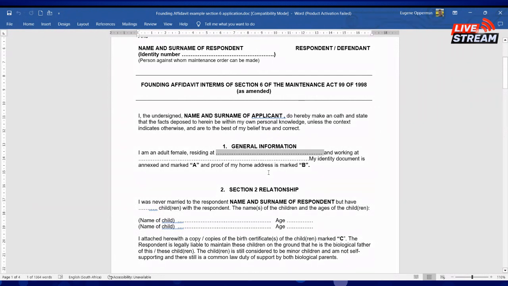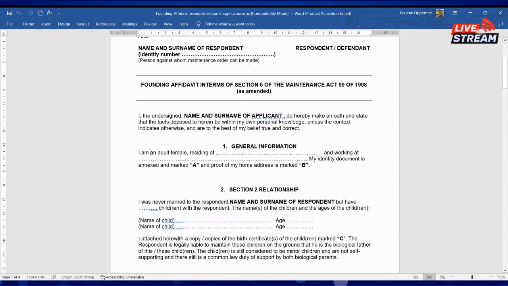I will make this document available in Word format so that you could change it and you can type it in there, and then you can delete what is not necessary. So you can simply say that you are residing at a certain place and you're working there, and your identity document is annexed here marked A, and proof of your home address is marked B.